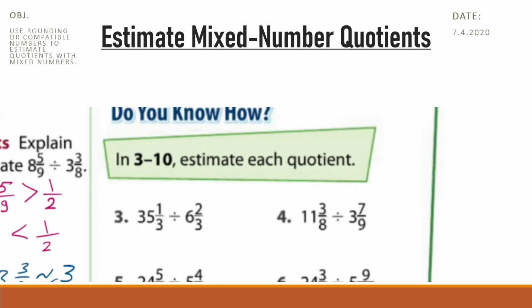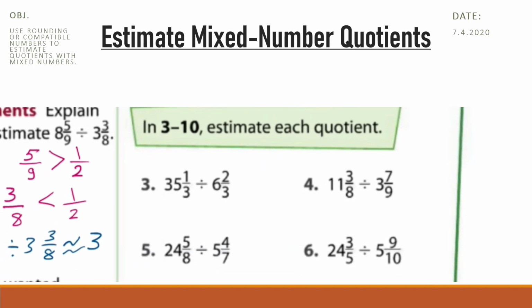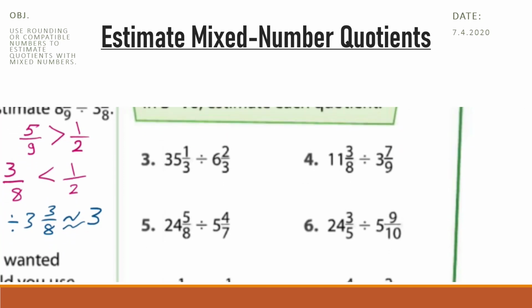In question number 3, here you can choose whether to use rounding or compatible numbers. Okay, let's start. And the first one, I will start every time by checking if I can use rounding. And after that, if it's not easy, I will do the other way, compatible numbers.